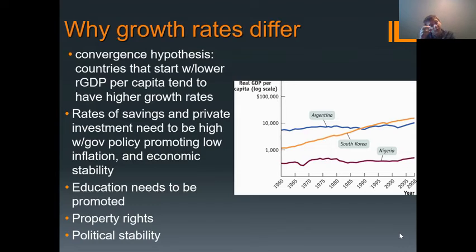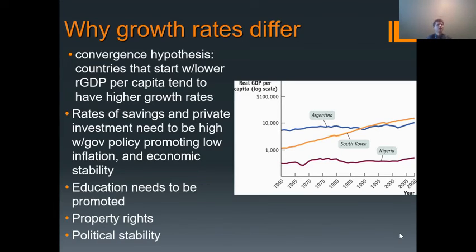So why do growth rates differ across different countries and different economies? One hypothesis is the convergence hypothesis. This is essentially the idea that countries that start with a lower real GDP per capita tend to have higher growth rates because they have more slack in their economy, if you will. So they are able to make up ground a lot quicker. Once you hit the higher levels of real GDP per capita, your growth is much slower. So you should see the lower levels of GDP per capita rising fast and the higher levels of GDP per capita rising fairly slow. So that's the convergence hypothesis.